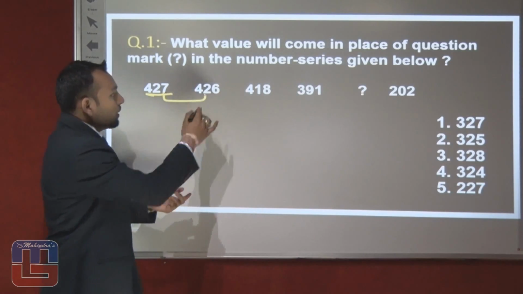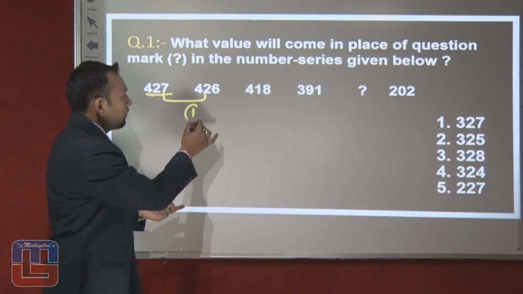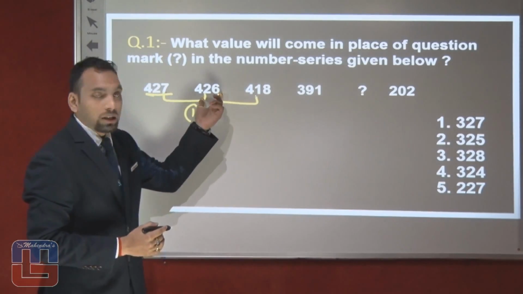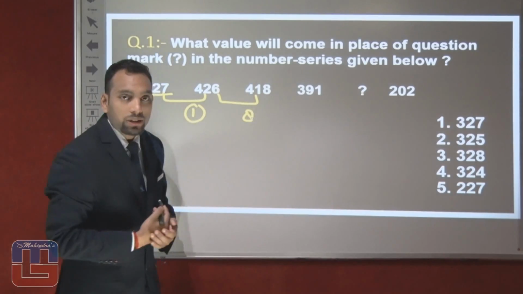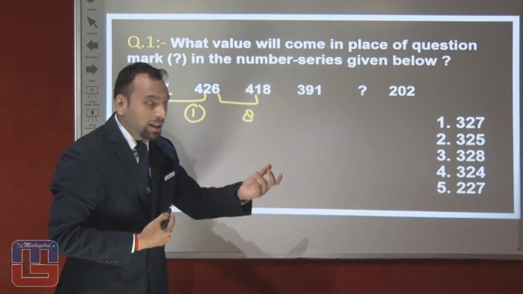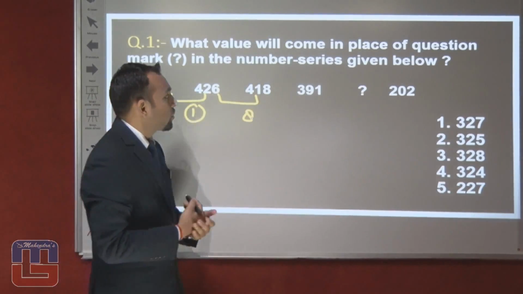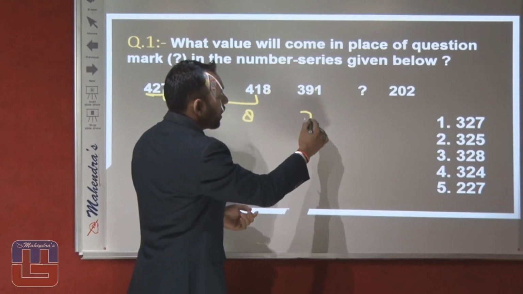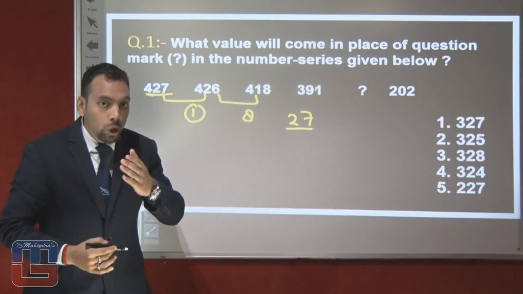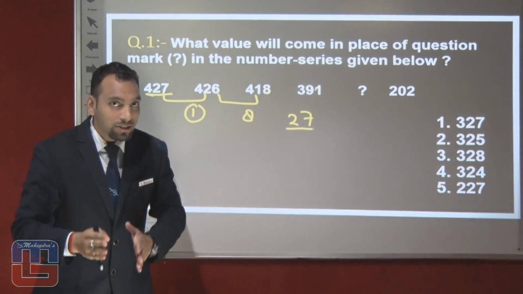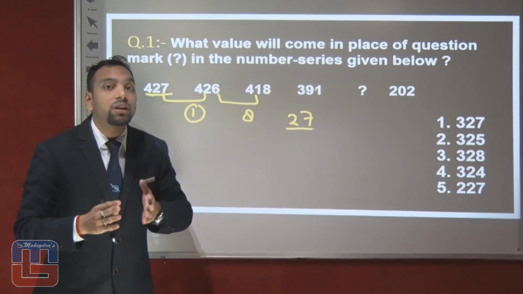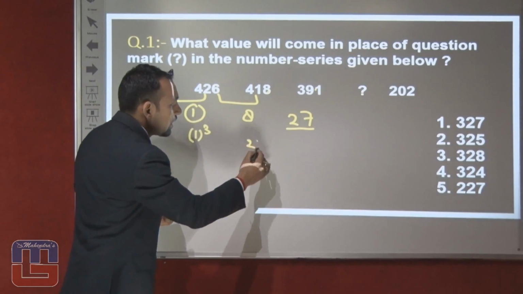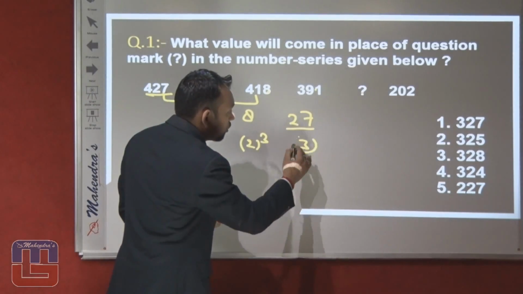If you take the difference between these two numbers, it is 1, and here the difference between the two numbers is 8. Subtract this one from this one, 8 minus 1 is 7, and you will get 27. Now look at these numbers. These are perfect cubes, or we can say this is 1 cube, this is 2 cube and this is 3 cube.